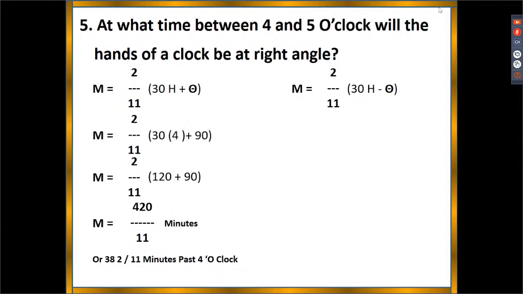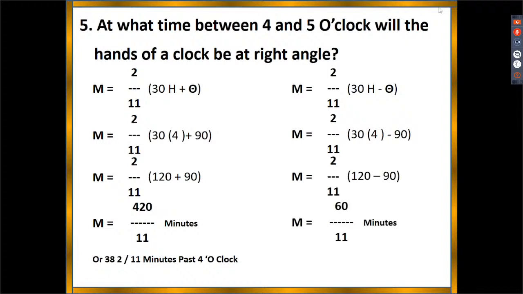Next one. If you have to use minus theta, minus 90, 120 minus 90 means 30. 30 into 2, 60 by 11 minutes. Nothing but 11 5s are 55, so 5 5 by 11 minutes. So these are two different answers, ma'am. Remember, both the answers are correct.